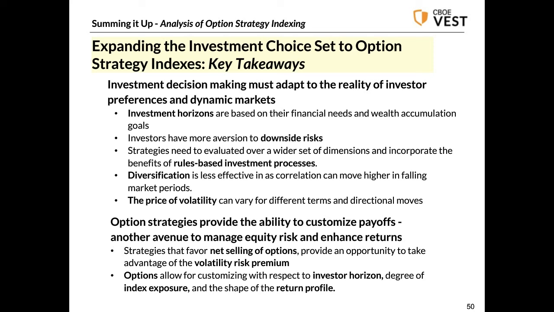Investors care about downside risk. They want to understand not just return and standard deviation, but the profile of the return distribution. Also, we have available to us exchange-traded options on a range of ETFs, and we can design rules-based investment processes. Just like we're doing with smart beta, it can be done with option strategies as well. And so this allows us to rely less on diversification.